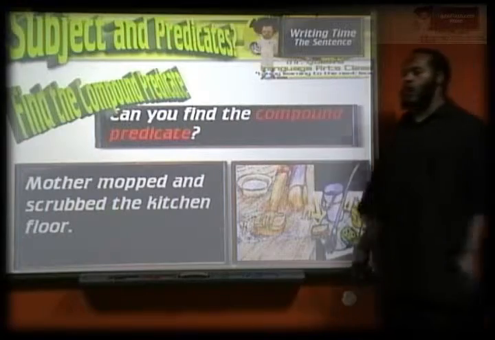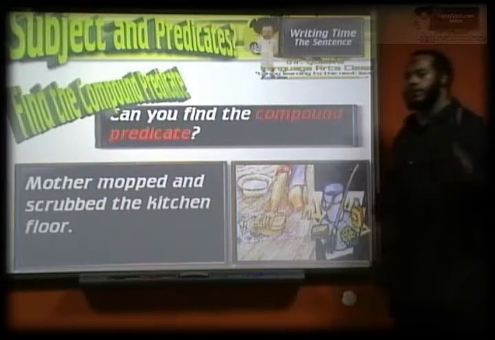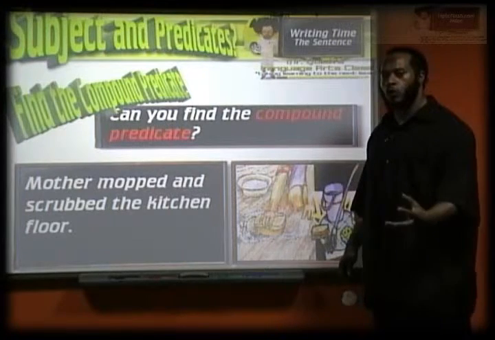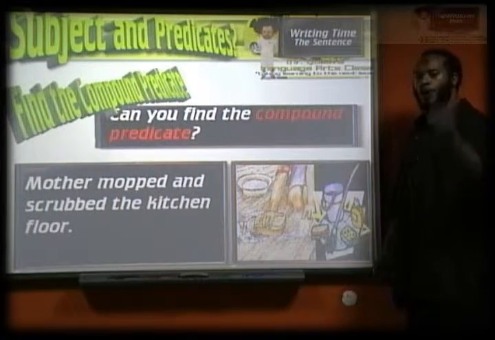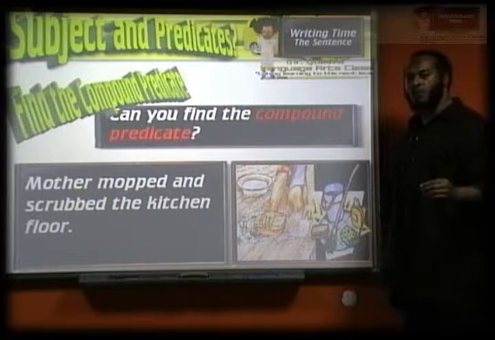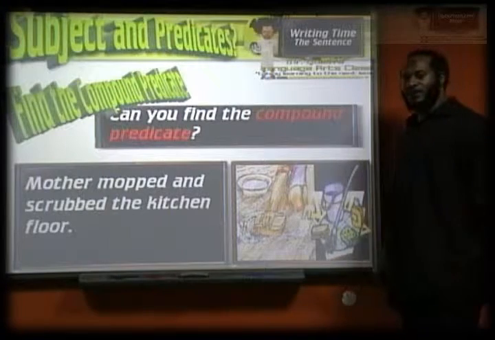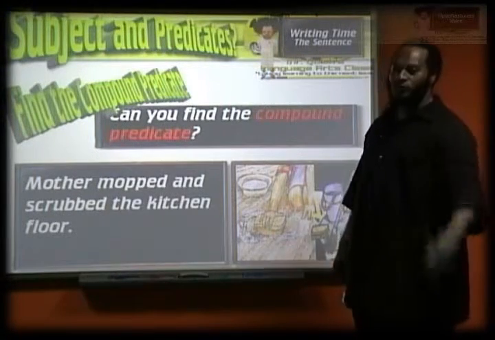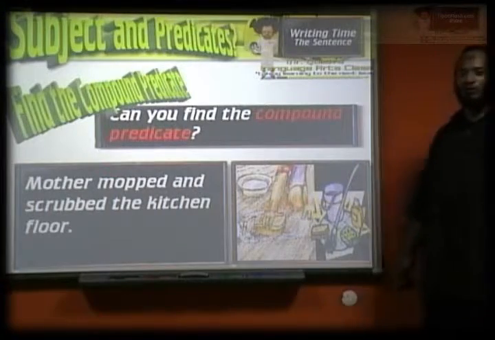Now we're trying to figure out what is the compound predicate here. And we know the compound predicate is made up of more than one verb. So where are the verbs? This is the question we have to ask here. Where are the verbs in this sentence? Verbs make subjects do things. What did Mom do? It's the question you ask. Answer that question with these words. You got your verbs. Here we go.